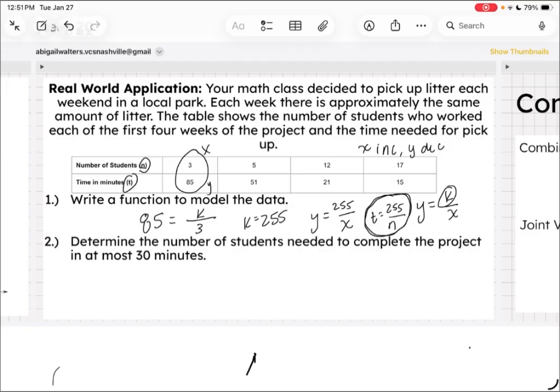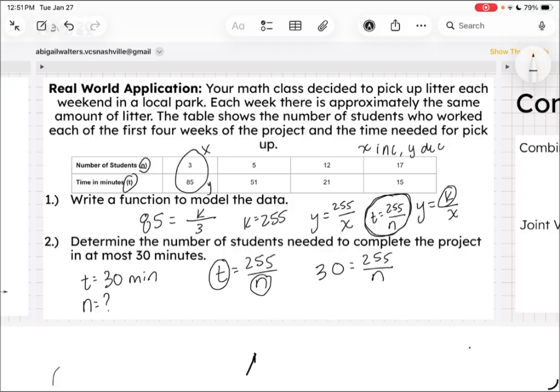Okay? And then this last question says determine the number of students needed to complete the project in at most 30 minutes. So we're trying to figure out n for 30 minutes. So let's use our function. So we've got t equals 255 divided by n. We don't know this, but we do know that t is 30. So we're going to set this up and plug in 30. Okay? I know I've mentioned this in class before.